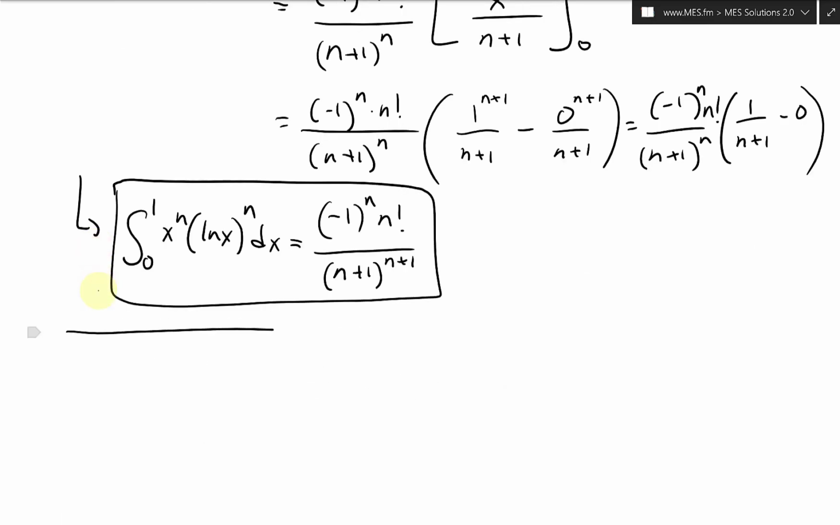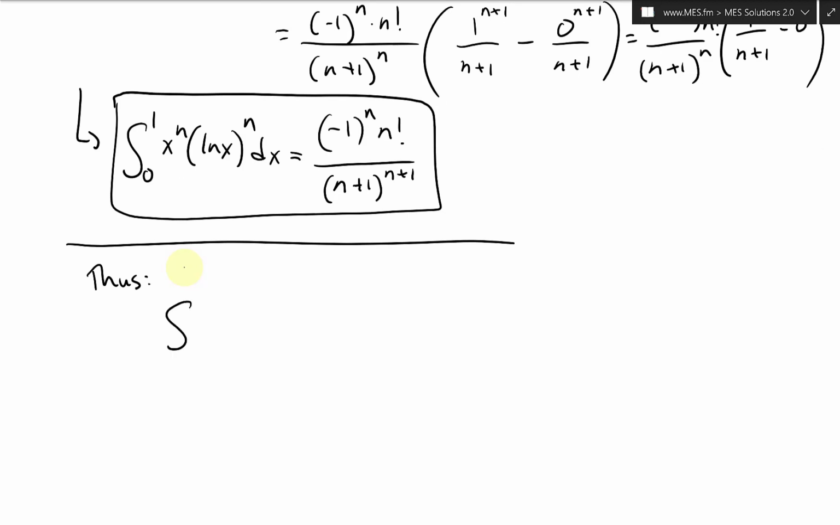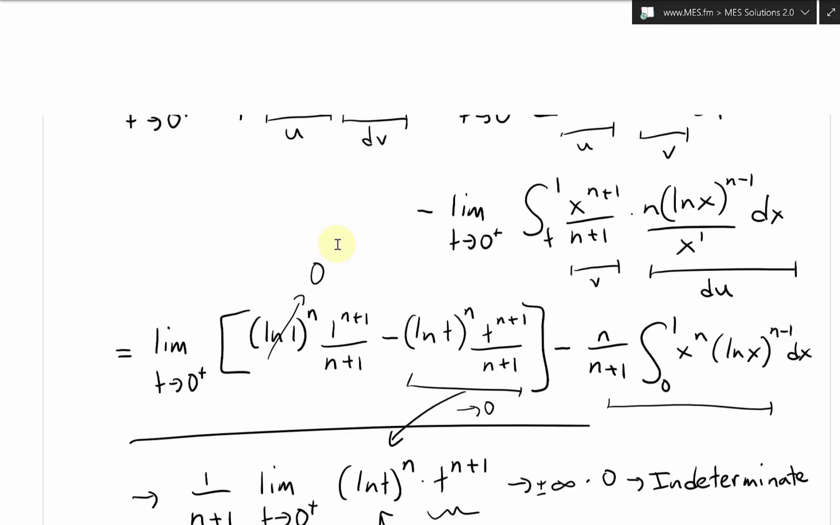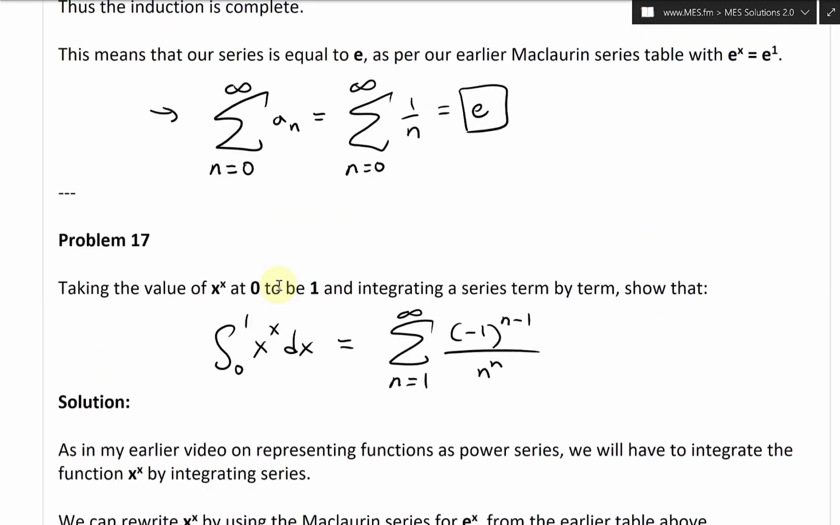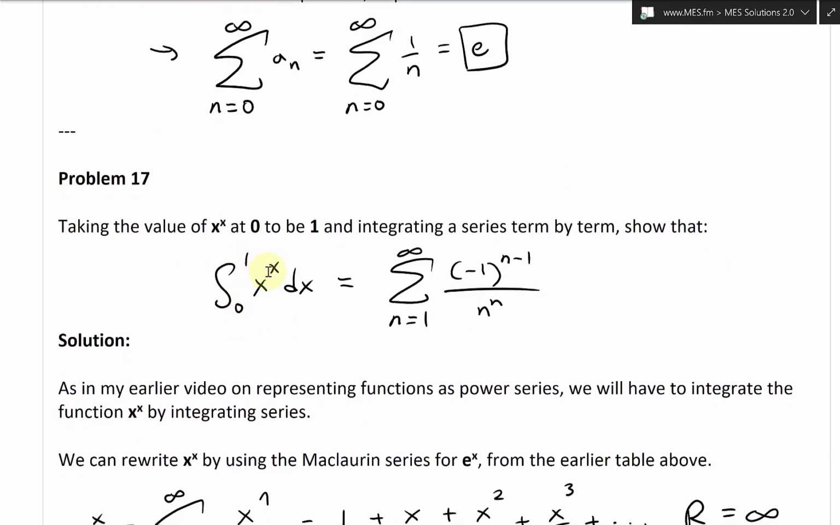Alright, so that was just this integral. Now let's go back to what our question was this whole time. We go back to the integral we were dealing with, the integral from 0 to 1 of x to the x dx. If we scroll all the way back up to see what we were asked to do, we were asked to show that the integral from 0 to 1 of x to the power of x dx is equal to the summation from n equals 1 to infinity of negative 1 to the power of n minus 1 divided by n to the power of n.